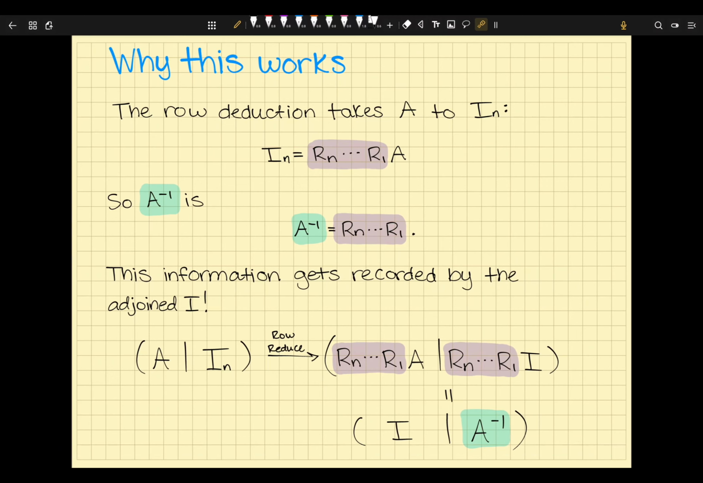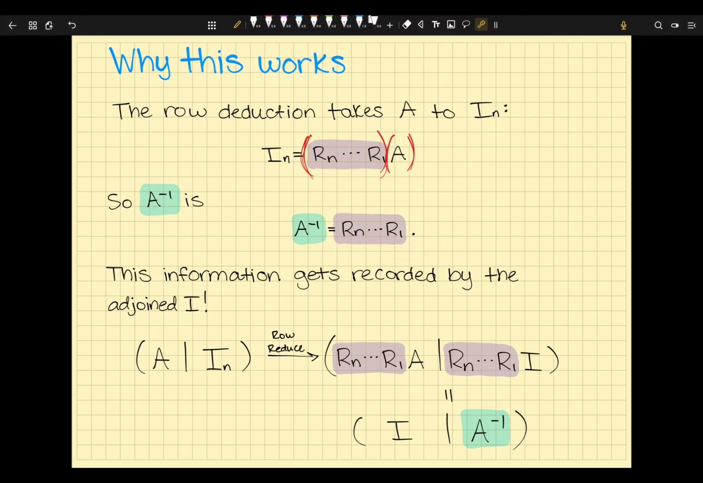When we do a row reduction and we're able to take A to the identity, what we're doing is taking A and multiplying by these elementary operations. So we multiply by R1, we multiply by R2, and so on down to Rn, and this gives us the identity. So what we notice is that we group these matrices here. We have some matrix times A, which gives us the identity, meaning the inverse of A must be these matrices here. So A inverse is going to be the product of these elementary operations.